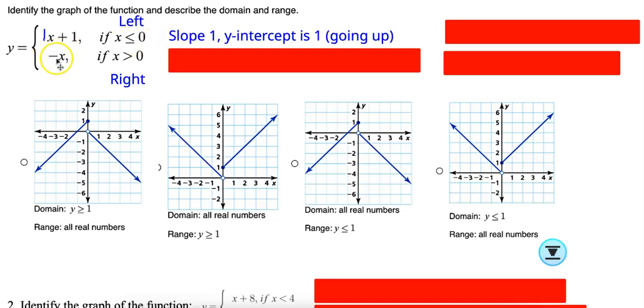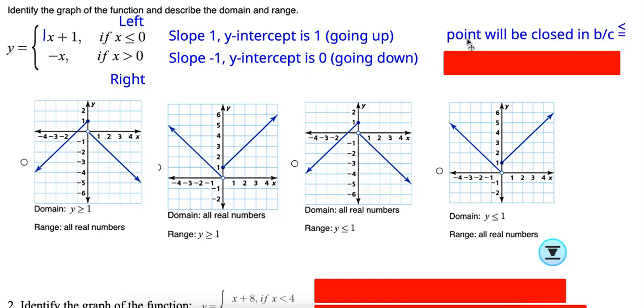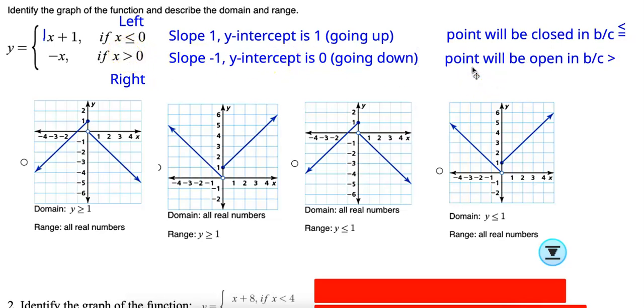Over here, my slope is a negative 1, and I don't have a y-intercept. So that means my line is going to be going down. Okay. Lastly, if it is equal to a 0, I need to figure out if it's an open circle or a closed circle. Equal to means my circle is closed. Okay. If it is greater than but not equal to, that means my circle is going to be open.